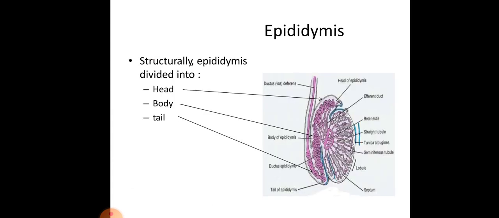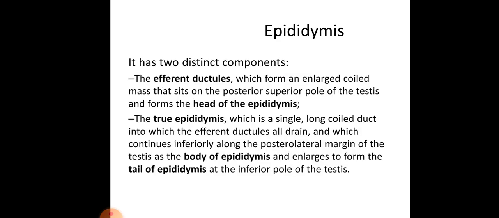Next is the epididymis. Now the structures of the epididymis include the head, body and the tail. These are demarcated in the diagram. It has two distinct components: the efferent ductules, which form an enlarged coiled mass that sits on the posterior superior pole of the testis and form the head of the epididymis. The true epididymis, which is a single long coiled duct into which the efferent ductules all drain and which continues inferiorly along the posterior lateral margin of the testis as the body of epididymis and enlarges to form the tail of epididymis at the inferior pole of the testis.